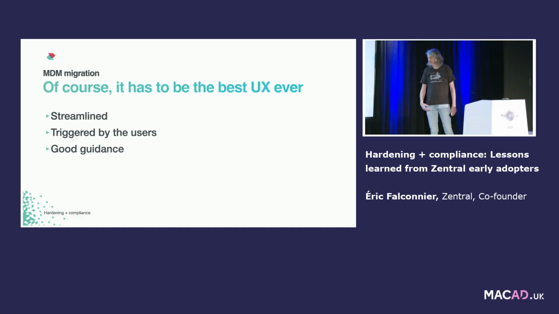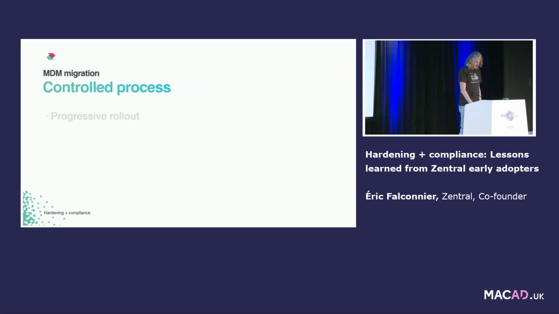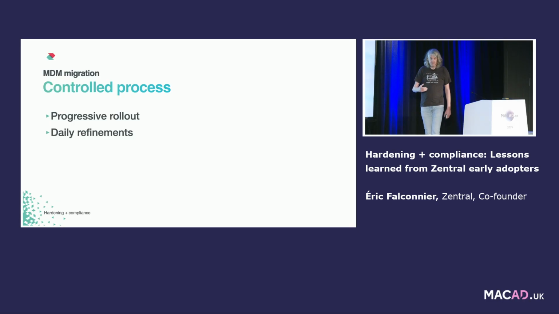And they wanted good guidance, always the same thing. Inform your users, tell them ahead of time what is going to happen. And the process had to be a controlled process. So obviously, progressive rollout with so little time to test ahead of time. We really wanted to have first a few devices involved, and then more, and to be able to always adjust the cohorts. Daily refinements, again, with so little lead time, we had to be able to push a new version, adapt, tweak things, wait a little bit longer on some steps, stuff like that.